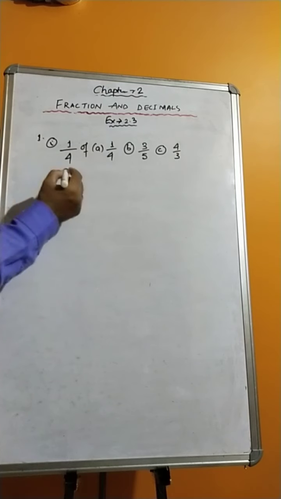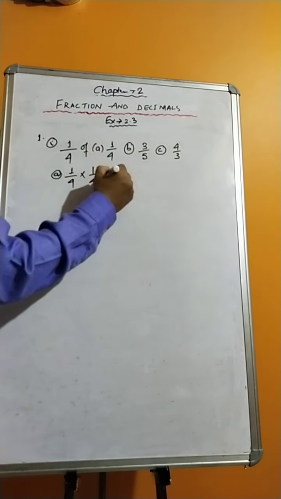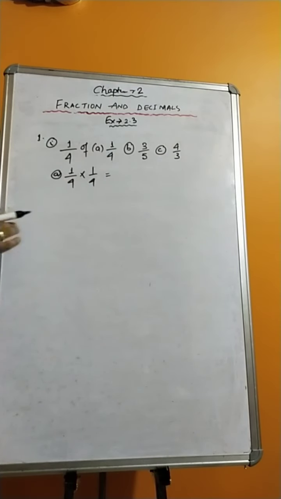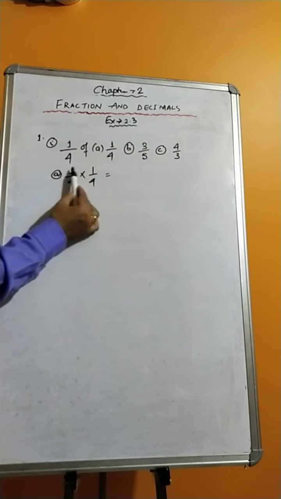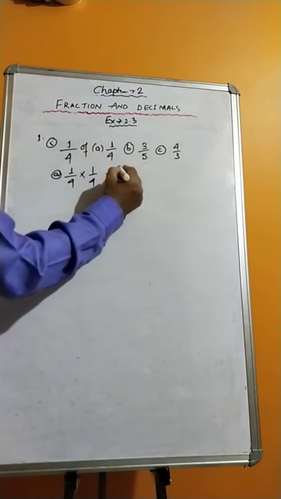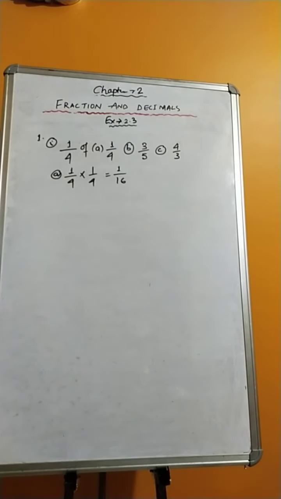So let's start with A, that is 1 by 4 into 1 by 4. So what is the first thing that we have to see? If any number we can reduce? No. So what is the rule? When we are multiplying two fractions, numerator with numerator and denominator with denominator. That is 1 into 1 is 1 and 4 into 4 is 16. So this is the answer of sum number A.